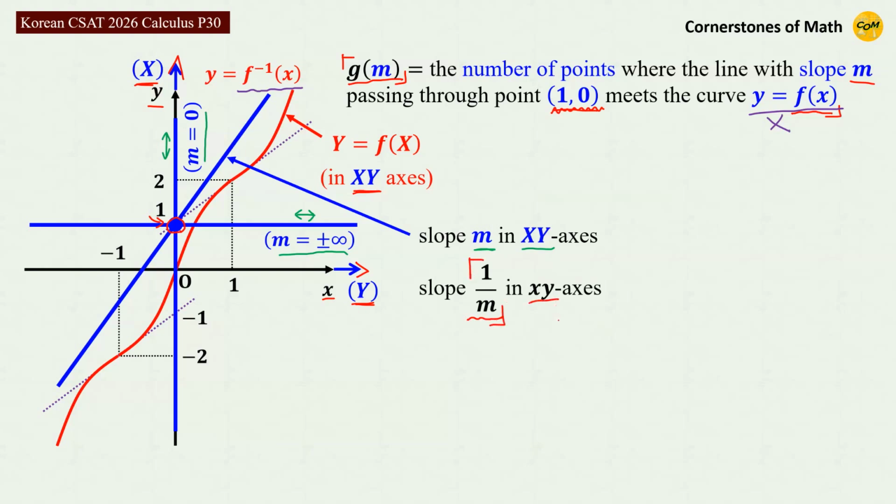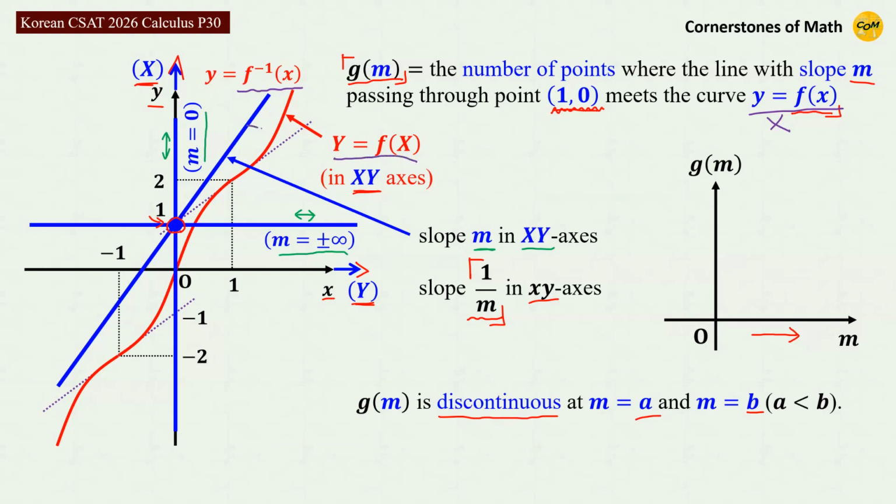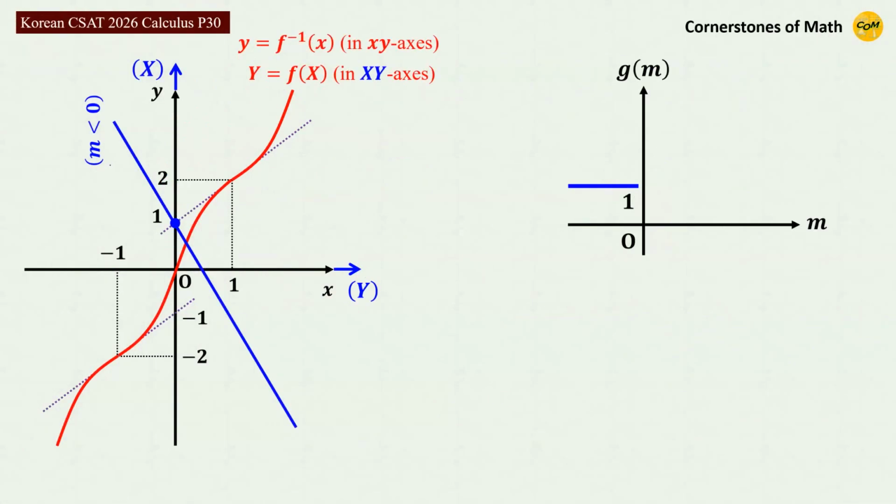in small xy axis. In this problem, we have to find 2 points A and B where g of m is discontinuous. So let us try to obtain the entire g of m versus m plot. To do that, we must slowly increase the slope m and see what happens. And by the way, from the perspective of the original function y equals f of x, this is the increasing direction of the slope. So first, let us start with the case where the slope m is negative.